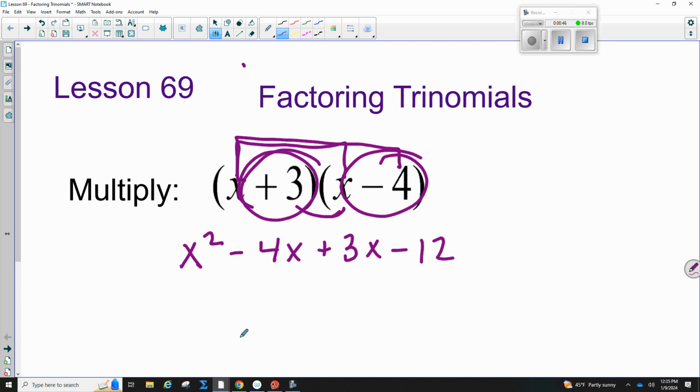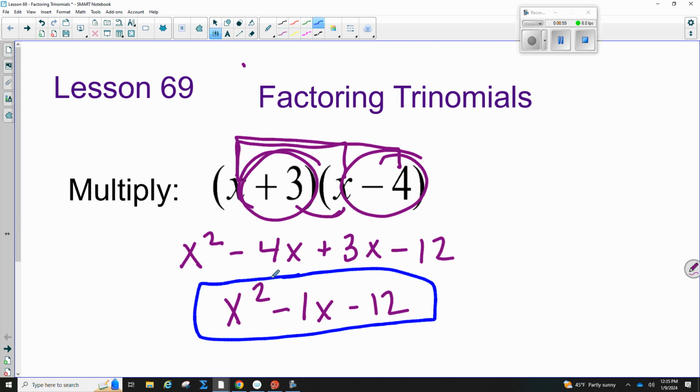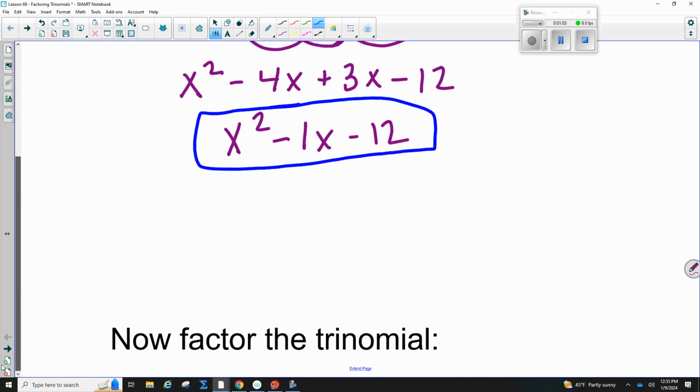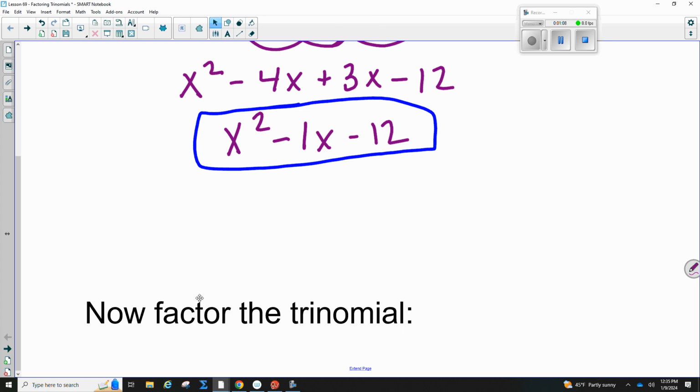So I get x squared. These two add together to make a -1x minus 12. So this would be the answer to a multiply problem, okay? Now what we're going to learn how to do is go the other way. Now let's factor the trinomial that we have, okay?